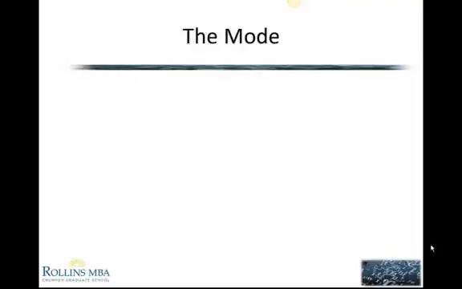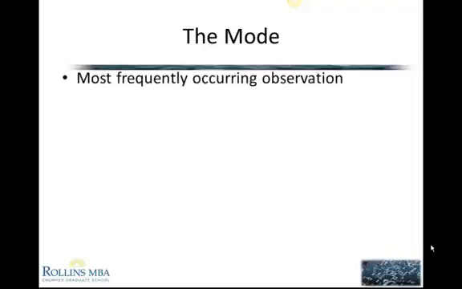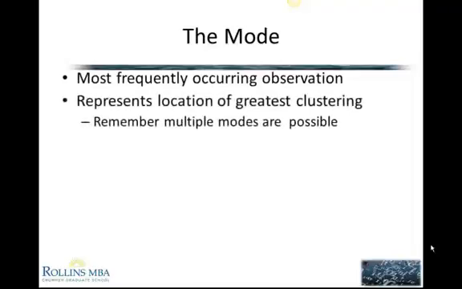Firstly, what do we mean by the mode? If I have a set of data, a set of values or observations, and I ask for the mode or the modal value, what I'm looking for is the most frequently occurring observation. If we were looking at a histogram of this data set, this represents the location of the greatest clustering. And you'll remember from our discussion of histograms that it's possible to have multiple modes. We can have a trimodal or bimodal distribution, meaning that there are 3 or 2, respectively, distinct areas of clustering.